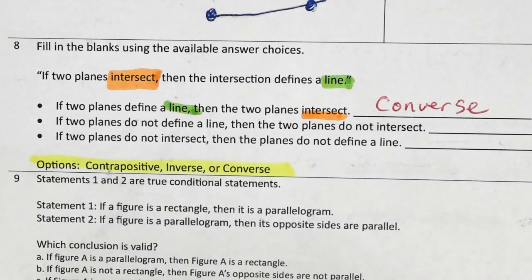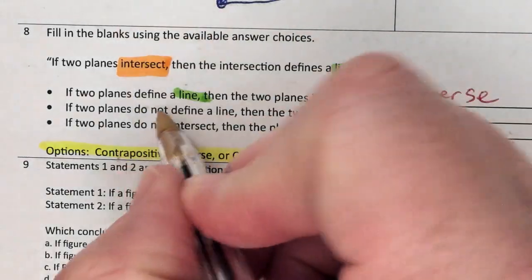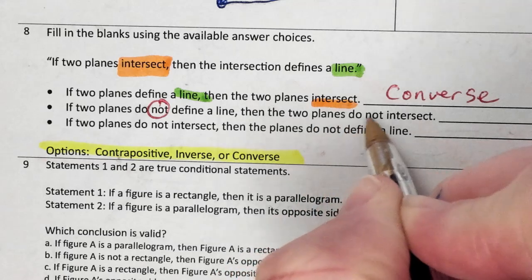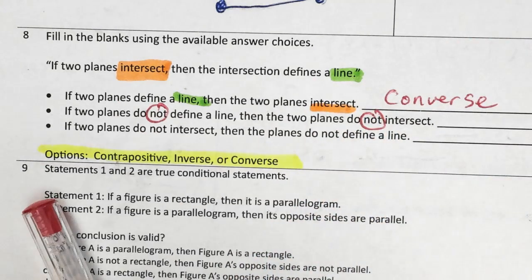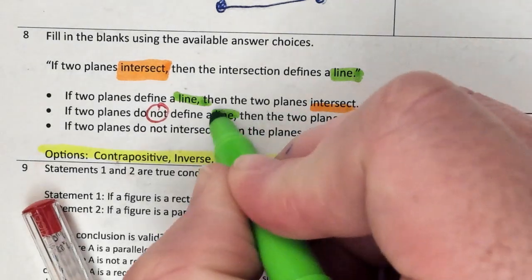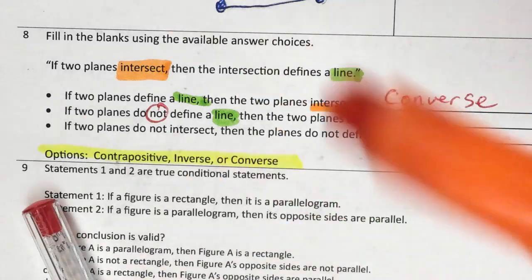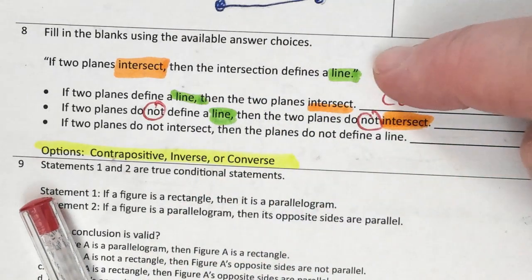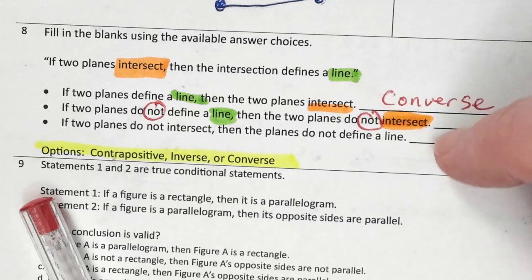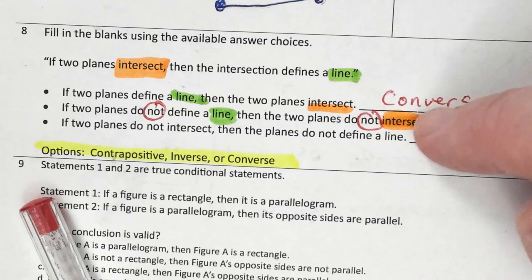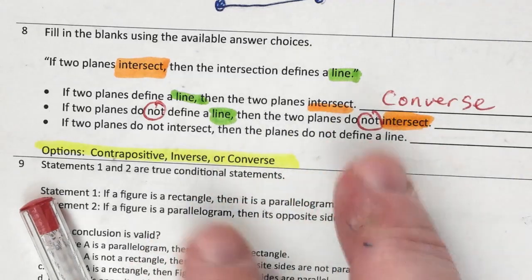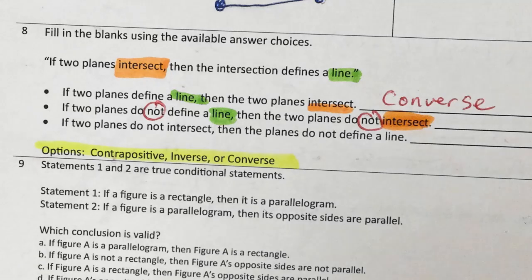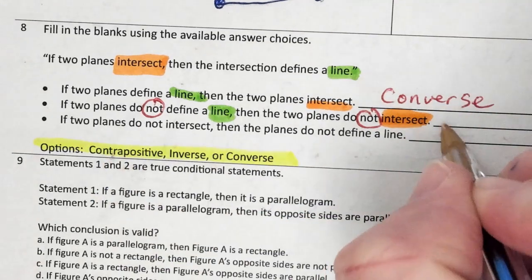All right, over here. So we have the word not here and here. Define a line. A line is supposed to be green, and intersect is supposed to be orange. All right, so what happened from the original to here? Well, we definitely put in the words not, and we also switched. So putting in the word not and switching, that is contrapositive.